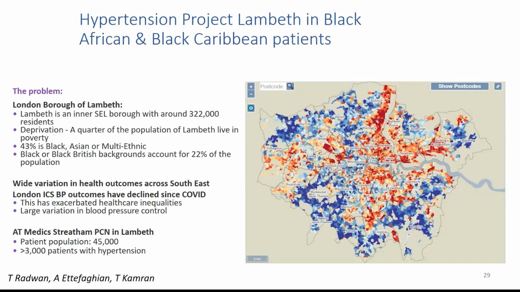Yeah. And of course, this has exacerbated health inequalities and also led to this wide variation in blood pressure control. As we spoke about today, COVID perpetuated this shift in trust of healthcare providers, of the institutions. So not only did that affect vaccination take-up, it's also affected chronic disease management, okay? So for our PCN, we have 45,000 patients, and about 3,000 of these patients have hypertension.